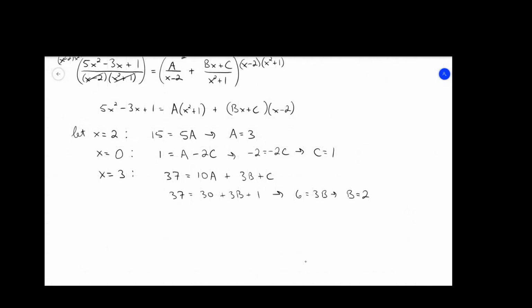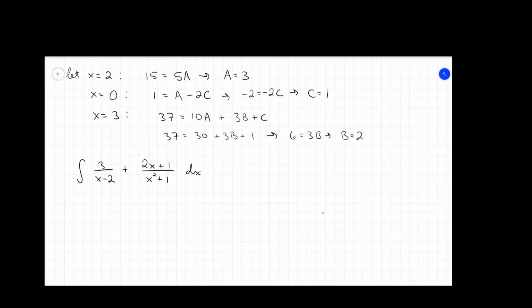So our integral that we're trying to find, we can rewrite it as, what was a? A was 3, so 3 over x minus 2 plus b was 2, so we have 2x, and c is 1, so 2x plus 1 over x squared plus 1. Okay, everybody see what we did with the partial fraction decomposition? We now have the same integral, but it looks different, and we can probably do this a bit easier than we could the other one.